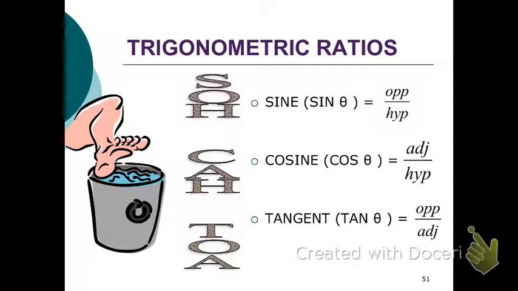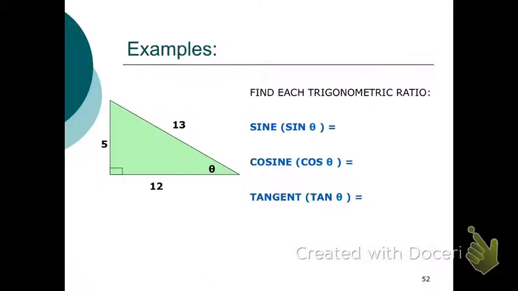Okay, so sine is opposite over hypotenuse. Okay, cosine is adjacent over hypotenuse. Tangent, opposite over adjacent. So S-O-H, opposite over hypotenuse. Cosine, adjacent over hypotenuse, and tangent, TOA. Okay, so soak your toe in a bucket. Okay, SOHCAHTOA. That's how we kind of remember these different trig ratios.